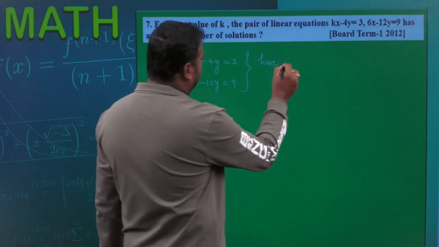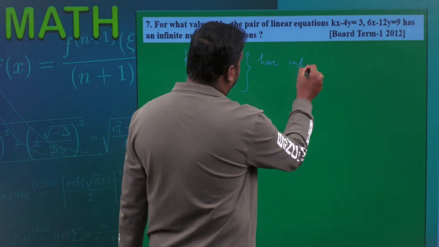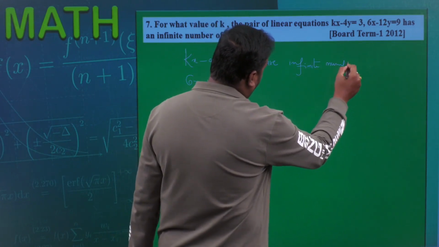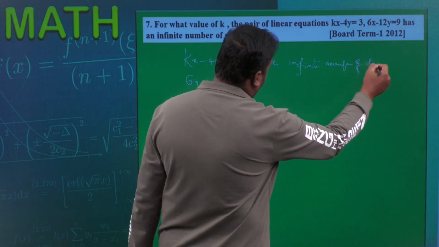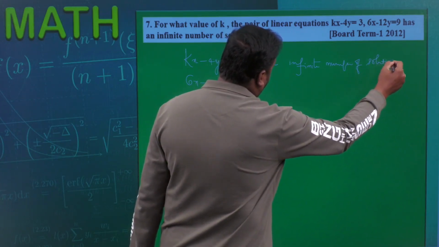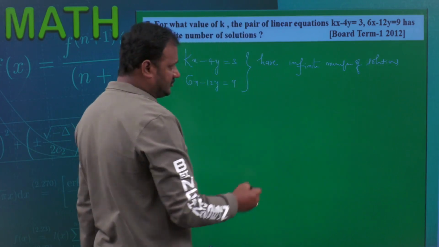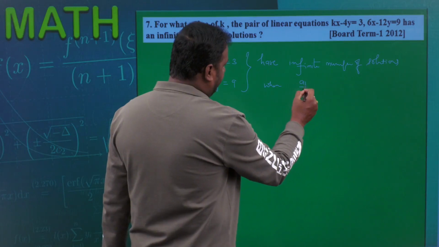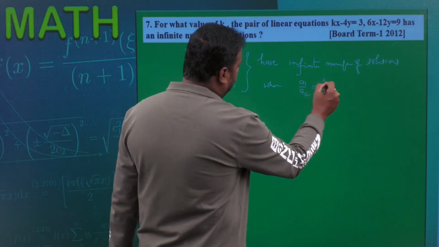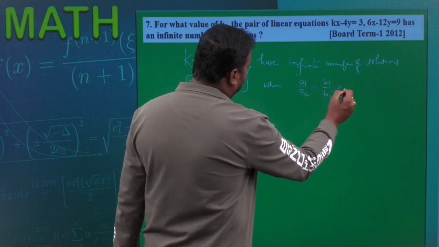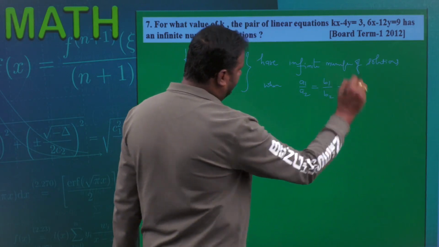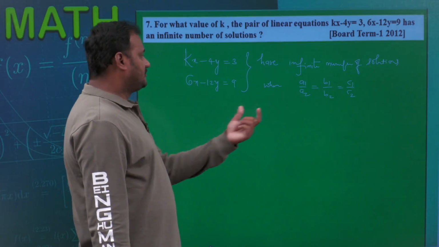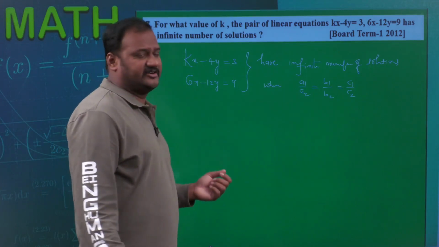They have an infinite number of solutions only when A1 by A2 equals B1 by B2, which also equals C1 by C2. Then only they have an infinite number of solutions. Now figure out what A1, B1, C1 and A2, B2, C2 are.